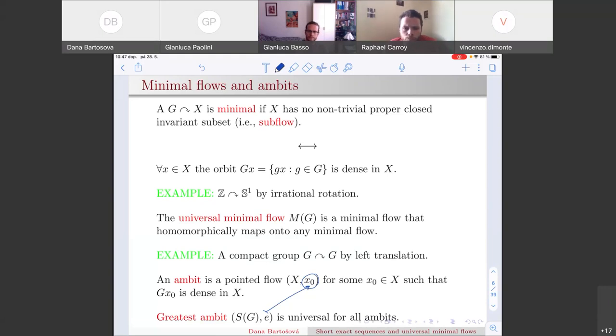This e is going to be the identity in the group. And it turns out that this S(G), the greatest ambit, is a compactification. So you can embed G onto a dense image inside and take some compactification. In this case, this is a compactification that was constructed by Samuel, which is why this is called S. So it's also called Samuel's compactification, and he did it more generally for uniform spaces. And here it is for G with either left or right uniformity.